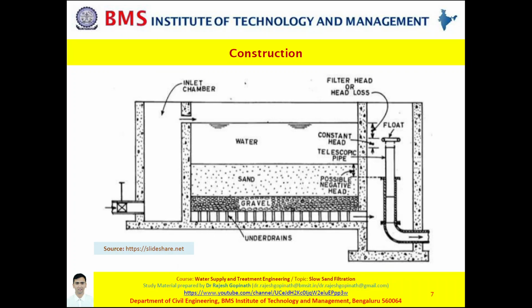Let's move on to understand the inlet and outlet arrangements. Basically, the inlet and outlet arrangements comprise a flow meter, a head loss gauge, an adjustable telescope tube, and a vertical air pipe through the layer of sand. Now, let's move on to slide 8.